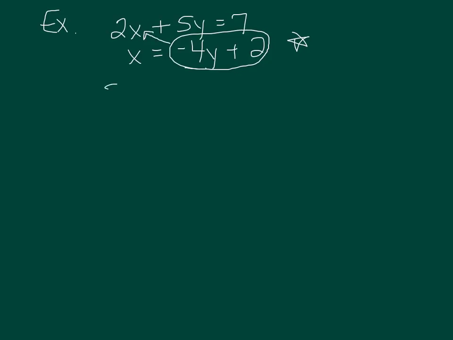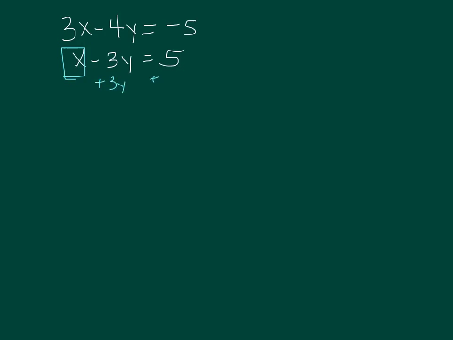So we're going to have 2, parentheses, and inside the parentheses will go what we're substituting for. So the x goes out, and the negative 4y plus 2 goes in its place. And then the plus sign, and then the 5y, and then the equal sign, and then the 7. So notice the only thing that changed is here we have the negative 4y plus 2 where we used to have an x. So it's 2, and then this is where the x used to be, and then the plus 5y equals 7.